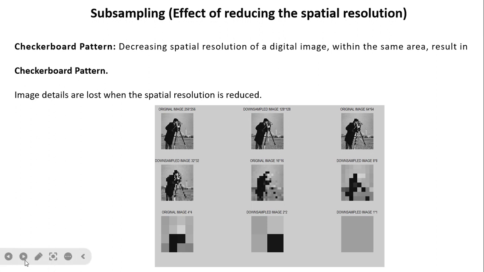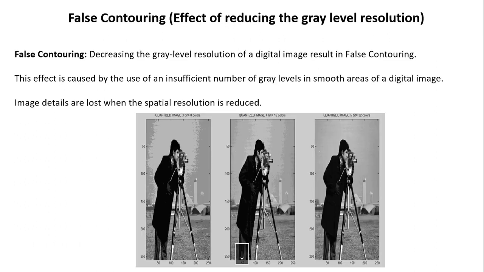So this is the area, and in this area only one pixel remains. We can see that this is the original image, and this is the image with the same area with 1 pixel, and we can't see any detail of the image. So when we reduce the number of samples from the image, a checkerboard pattern occurs. Checkerboard patterns generally first appear at the edges, and after that they occur on smooth areas.